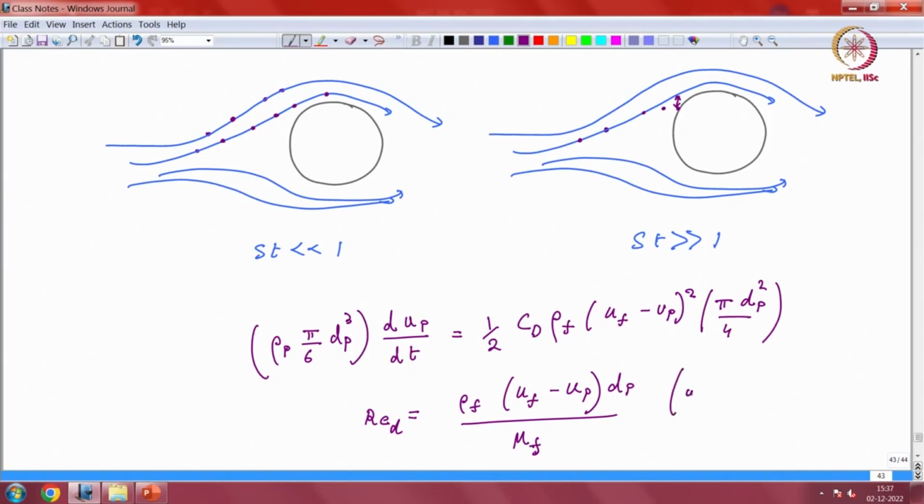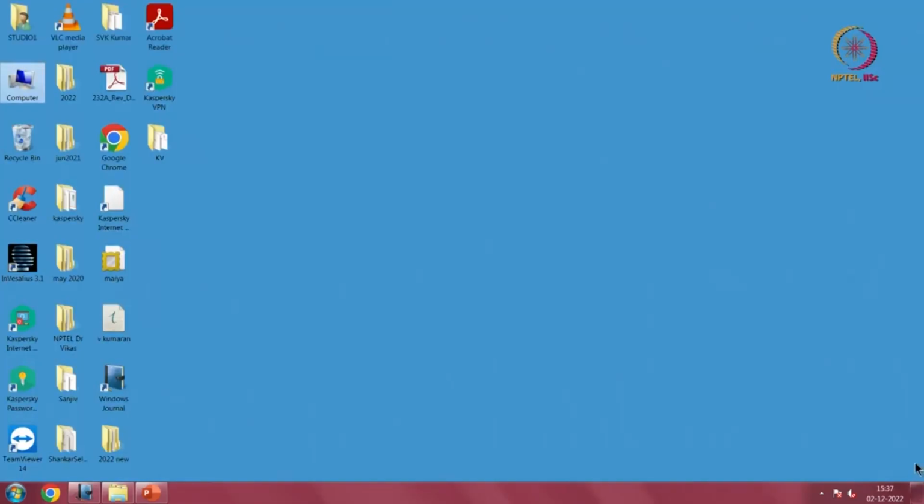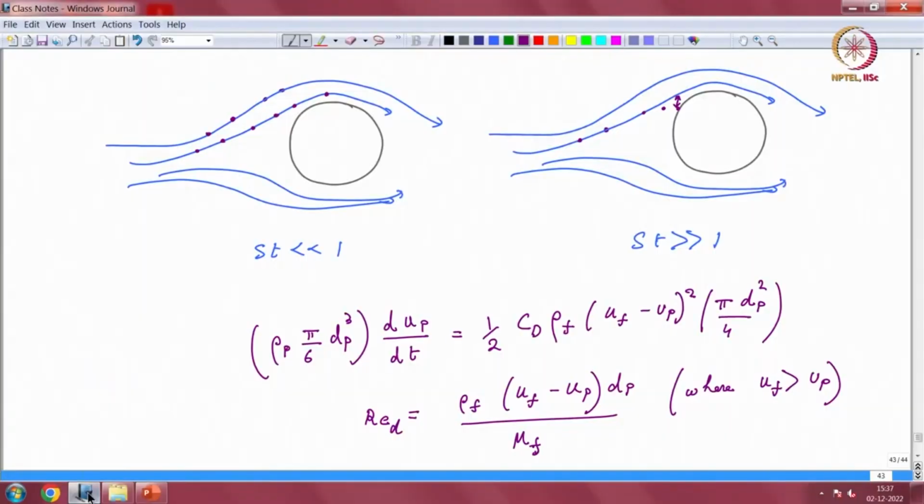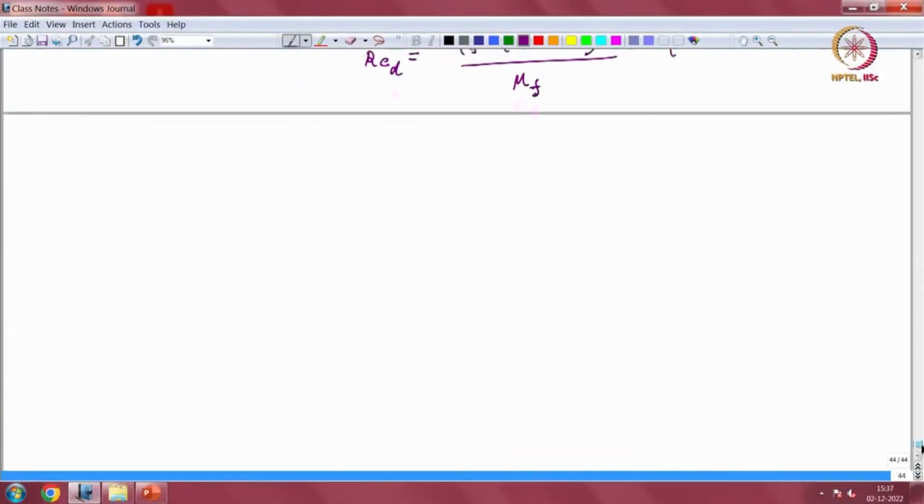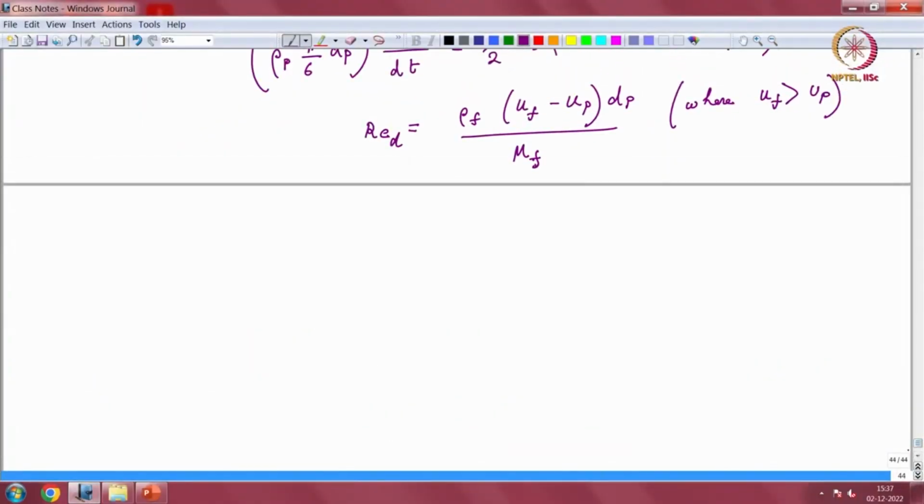I have assumed that the flow velocity is greater than the particle velocity, because I am going to assume that the particle started out at rest with respect to the fluid, and then has to accelerate to the local velocity of the fluid. Now this equation can be simplified, and I urge you to simplify it yourself and check with me.